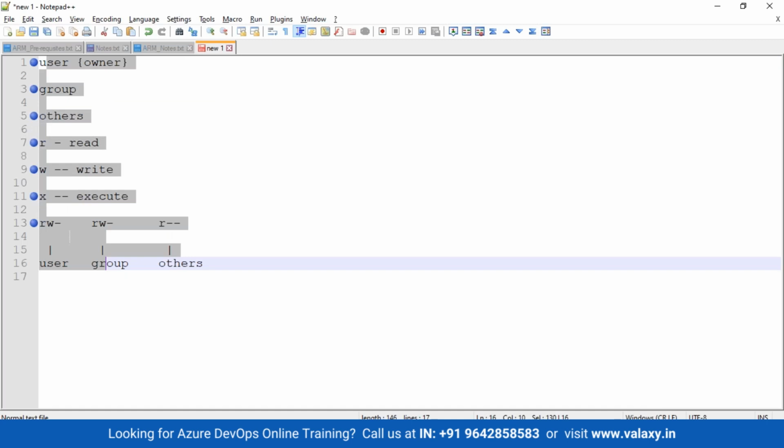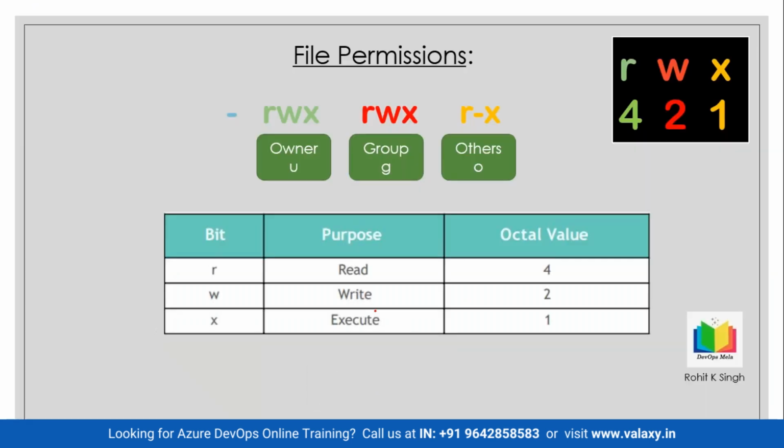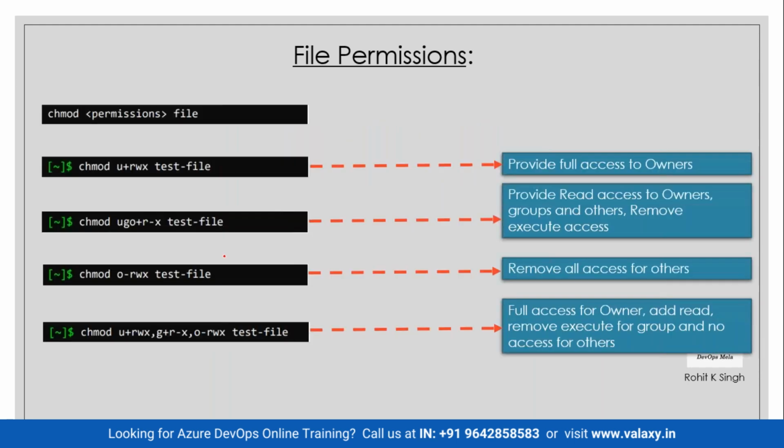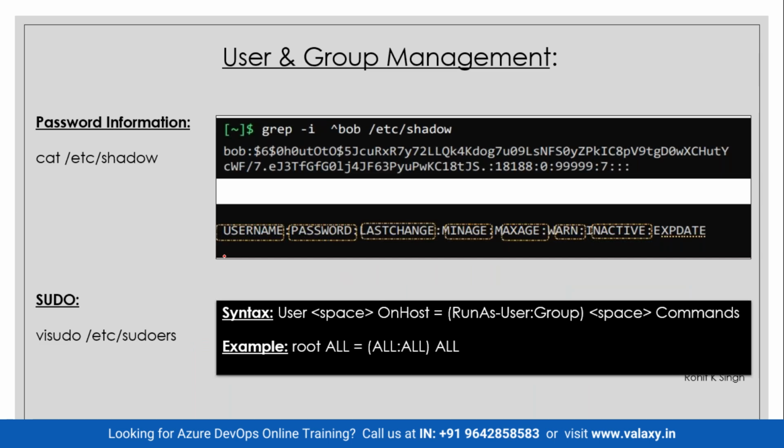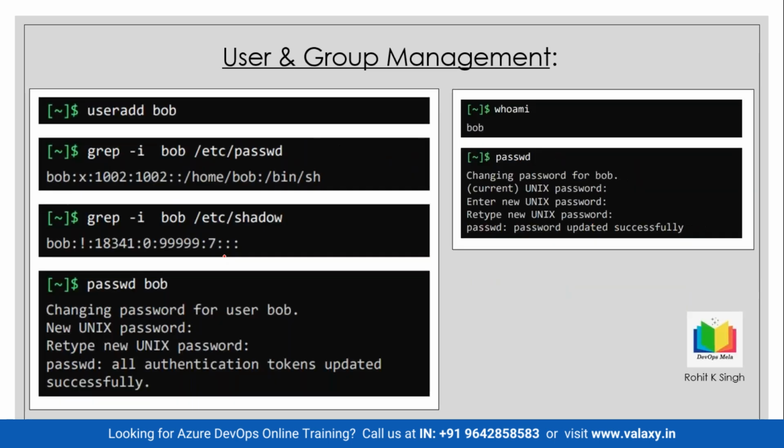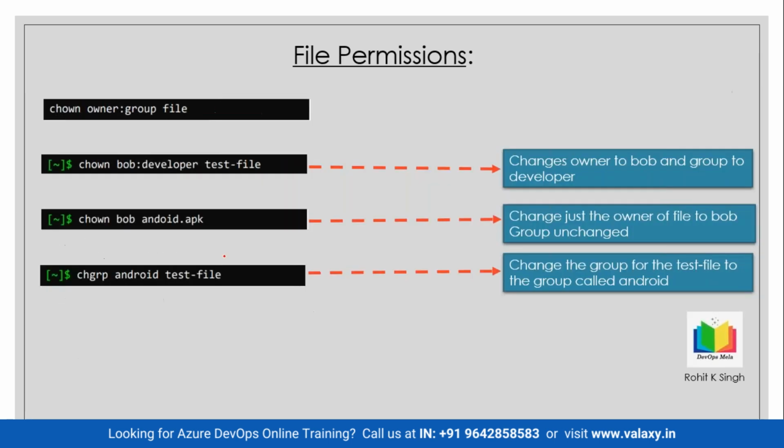There are other ways, like octal values, and other things we'll do tomorrow. They are numbers as well. These are octal values, these are bits we have seen. What is the difference between all this? This is something we'll see tomorrow. For now, we'll stop over here. Tomorrow we'll see how we work with file permissions, and we'll see package management, and user and group management.